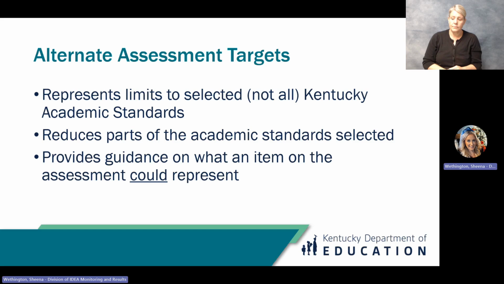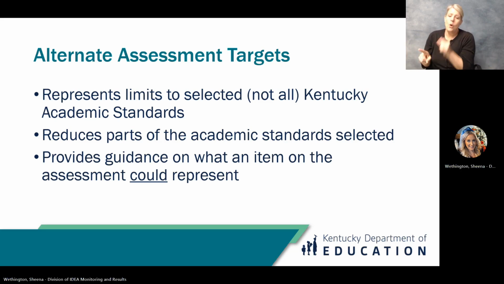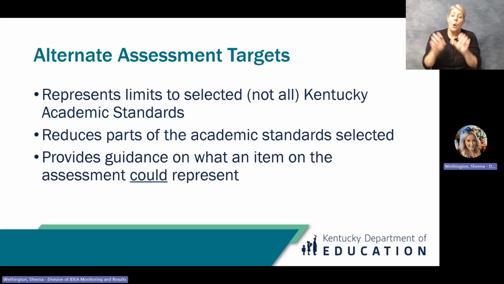An alternate assessment target represents limits to a selected Kentucky academic standard. An alternate assessment target may reduce parts of the academic standard with specific guidance to what an assessment item could represent. Not all academic standards selected for assessments will have an alternate assessment target. This means that all parts of the Kentucky academic standard are in its original form, but they are reduced in depth and breadth, which means they are less complex and extensive, and they are eligible to be included on all assessment items on the alternate assessment.